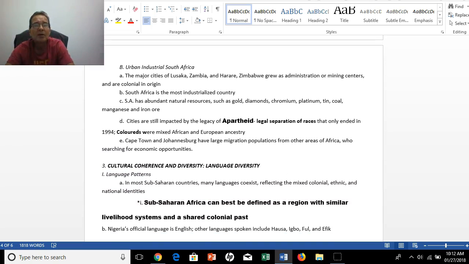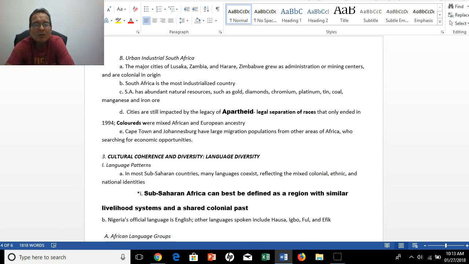Here are some other urban industrial areas in South Africa. This is the most industrialized country in Africa, and there is still impact of the old apartheid policies, which were legal segregation of the races. That's all been eliminated in the 1990s. And Cape Town and Johannesburg are very urban areas. They are very westernized in that sense because they are diverse economies and many people come from other parts of Africa to work there.